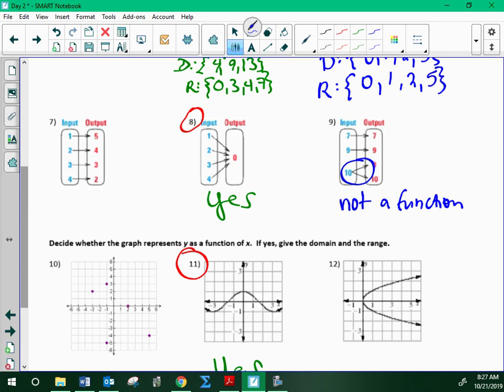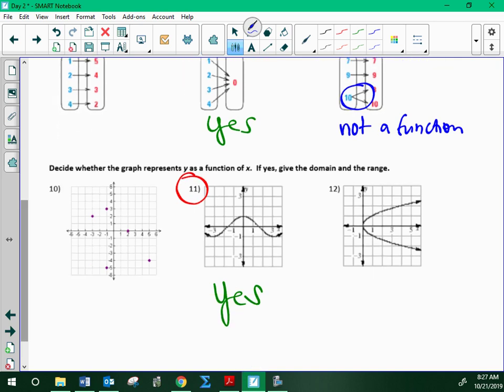And then for a graph, we simply want to do the vertical line test. So we just take our pencil and go across. Right away we can see it has an issue: when we draw this vertical line here, we hit 2 different spots. So it fails our vertical line test, so this is also not a function.